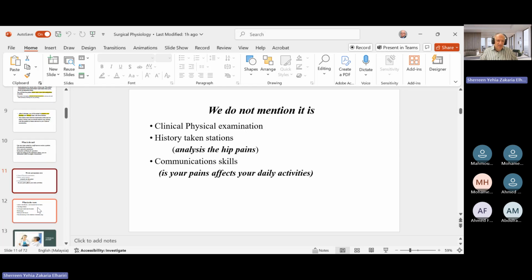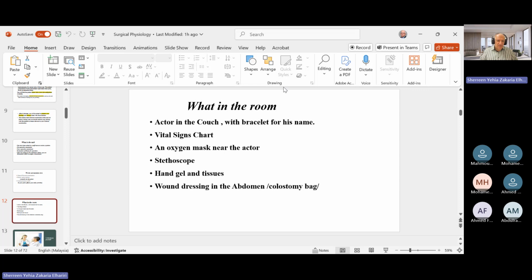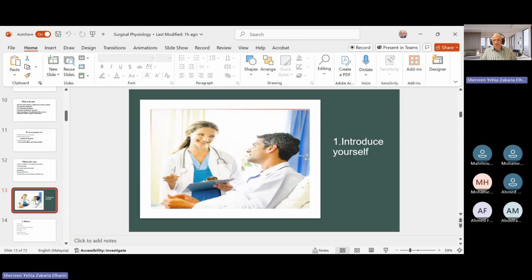So next, what is in the room? In the room, we have a patient, of course. We have a person with his name, a vital sign chart. We have oxygen. We have a stethoscope. We have hand gel, tissue, and wound dressing for the abdomen or colostomy bag, according to what we choose in the scenario.